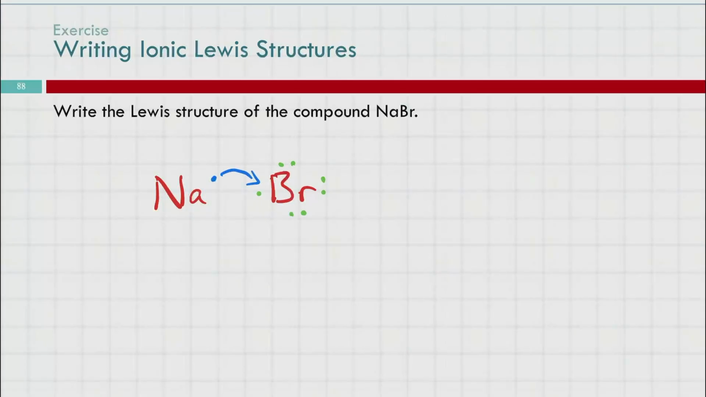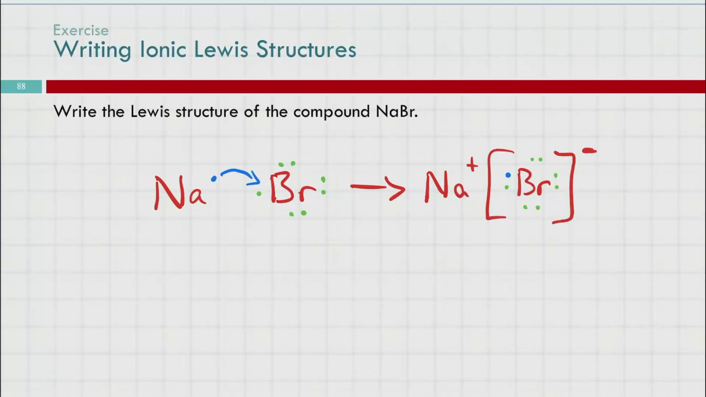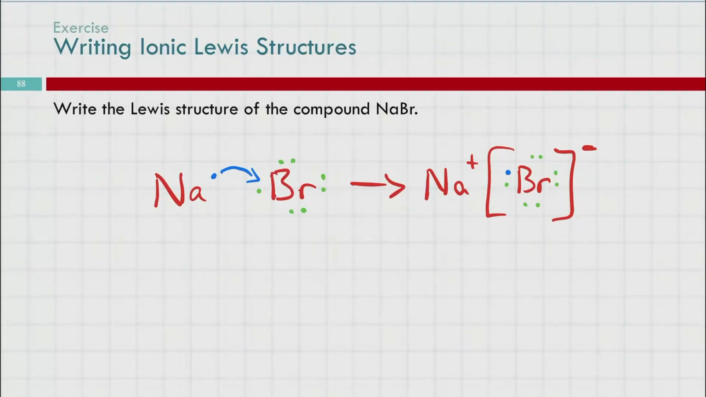Sodium is going to give away its 1 electron to the bromine. That'll give sodium an empty shell, which is the same as a full octet underneath. And then our bromine now has picked up that 1 extra electron. 1 electron means 1 negative charge. We put brackets around it and give it a negative up in the upper right corner outside the brackets. So that's our Lewis structure for sodium bromide.